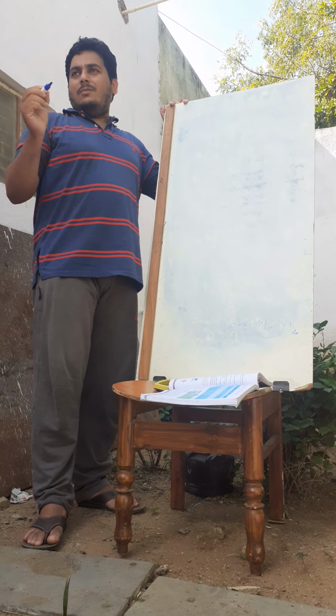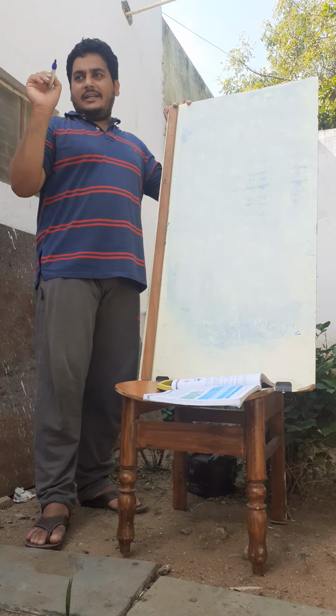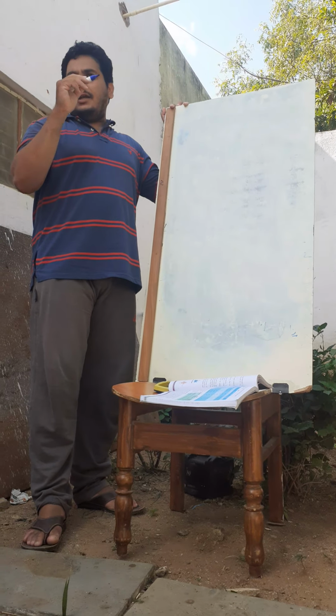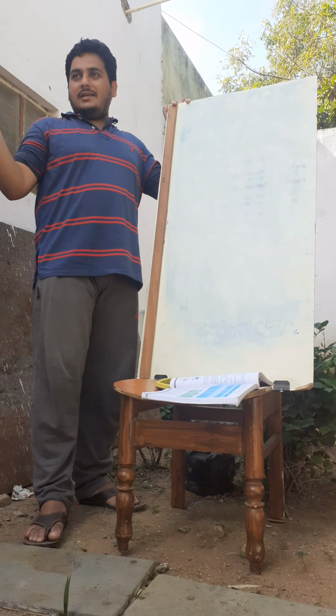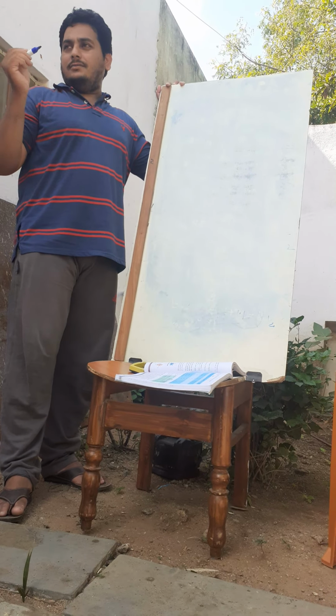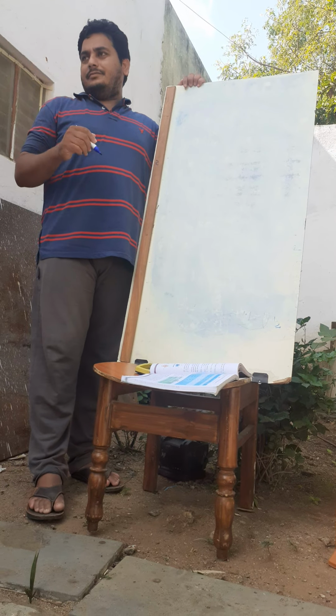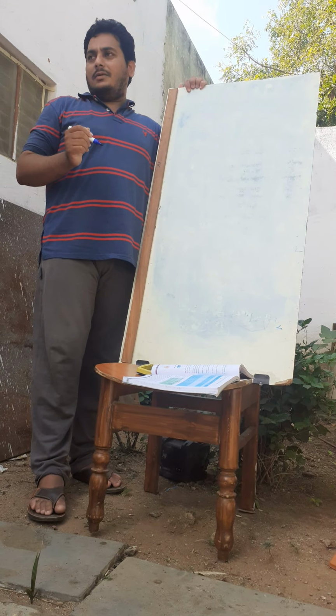Whatever Niels Bohr said: at the center we have a nucleus, and around that there are orbits. All those orbits are named K, L, M, N, and he gave the values as n equal to 1, 2, 3, and so on. That was said by Niels Bohr in the principal quantum number.